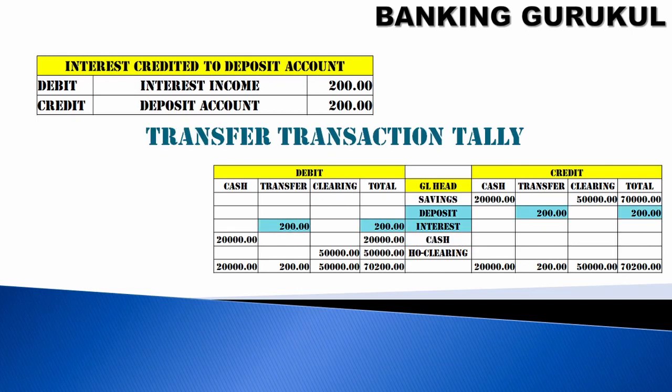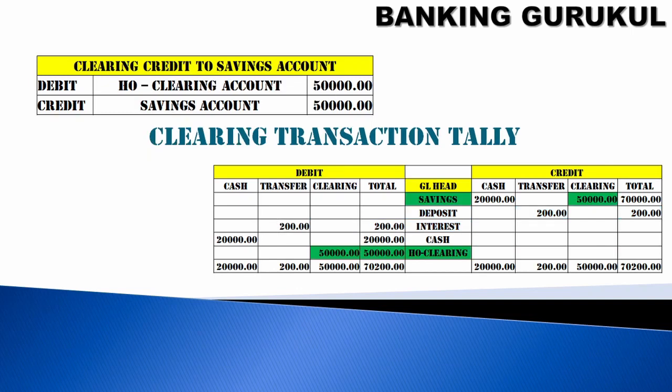Second one will be transfer. Transfer means within the bank. So you can see the transfer amount also tallied, 200 rupees, 200 rupees, it is tallied. So one debited interest income and credited deposit account. So 200 rupees debit and credit tallied and ledgers also tallied.